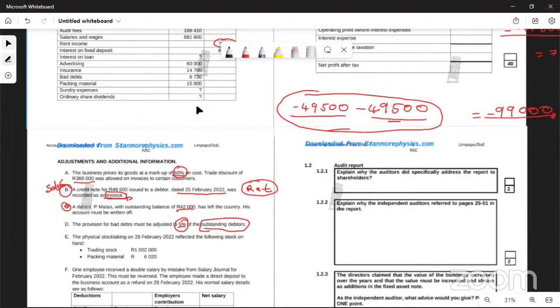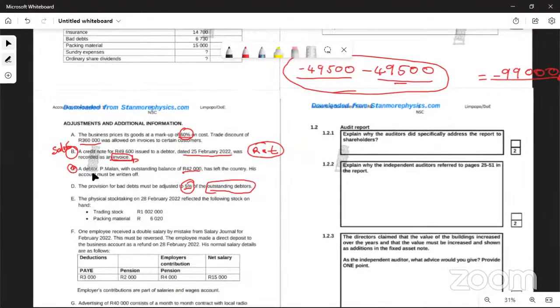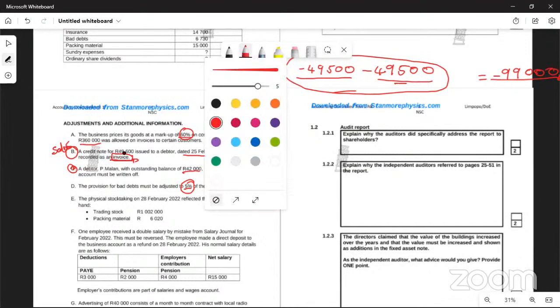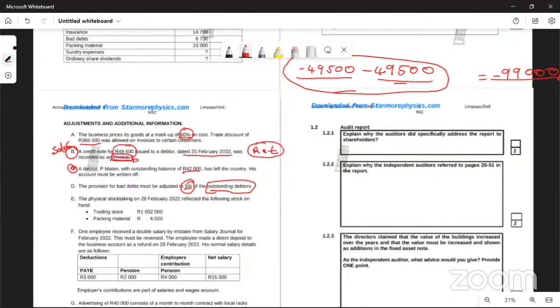Okay, and let's check another bad debt. There's nothing said about a traded note issued for a debtor. Oh, remember there's this transaction as well we were supposed to account for. A traded note issued for a debtor was recorded as an invoice. So there's also this 49,000 rand, because it is a return by a debtor, which reduces the debt. So before, guys, I forgot about this transaction.